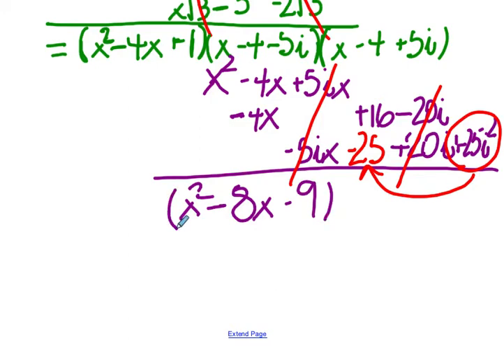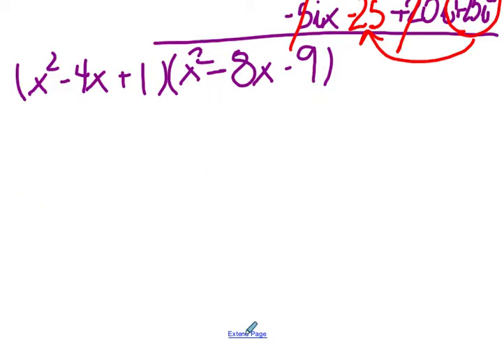So I need to multiply this with the polynomial that I already had, which was x squared minus 4x plus 1. So this multiplying should be the easiest of the 3 rounds that we've done here because you don't have any radicals or any i's involved. Same goal, everything from parenthesis 1 needs to get multiplied to everything in parenthesis 2. So x squared times x squared would give you x to the 4th.